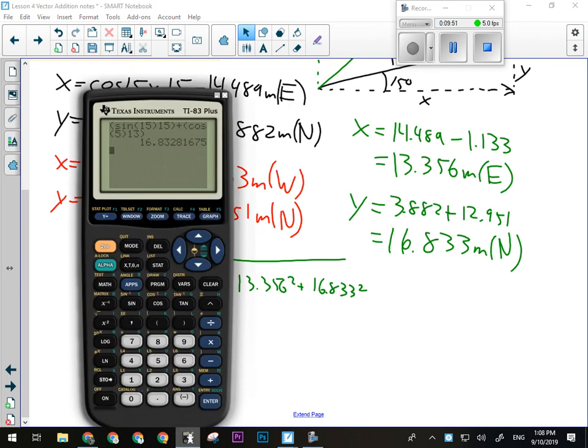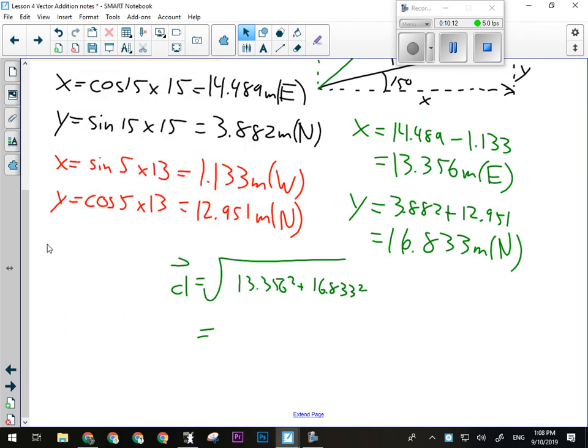Of course I've lost my number again. I'm going to shortcut, you're not going to do this. 13.356, just because I want to calculate it again, plus my answer squared. All right, so I'm getting that my overall displacement is 21.487, or 488 meters. 21 meters, and then I also have to find my angle.